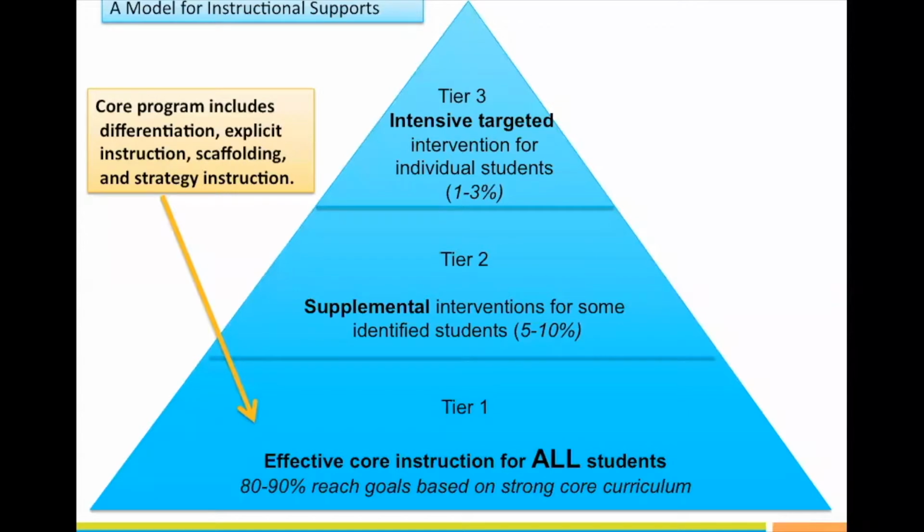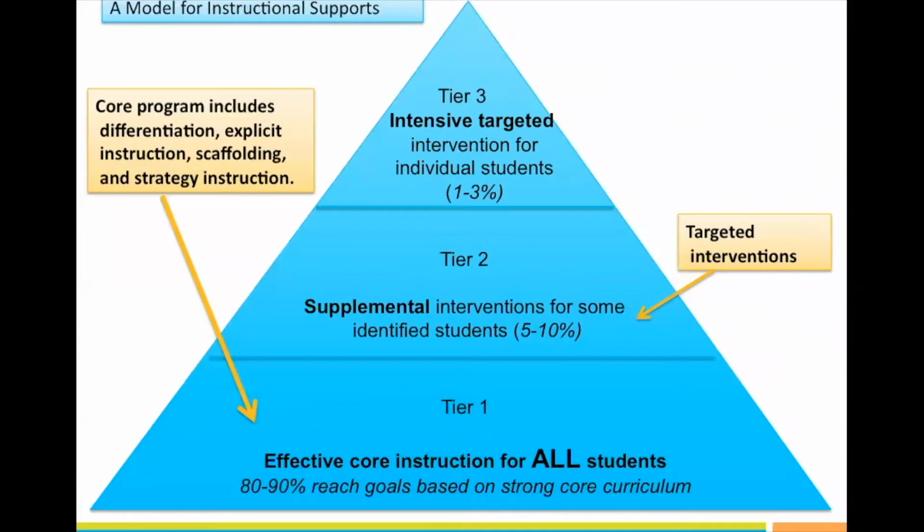Tier 1 is the base that includes instruction and need-to-know goals for all students. It is literally the foundation for classroom instruction. In Tier 1, it is expected that 80 to 90% of students should reach goals based on grade level standards with a strong, evidence-based core curriculum. Tier 1 instruction will have the elements of good teaching, including differentiation, explicit instruction, scaffolding, and strategy instruction.